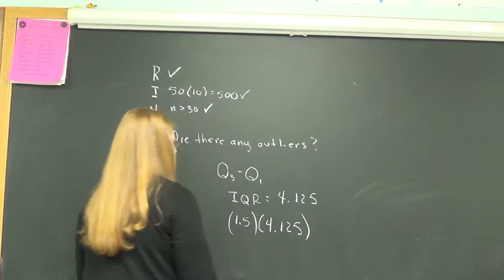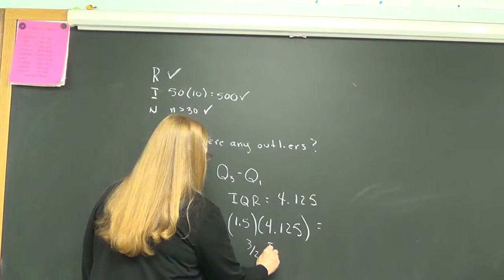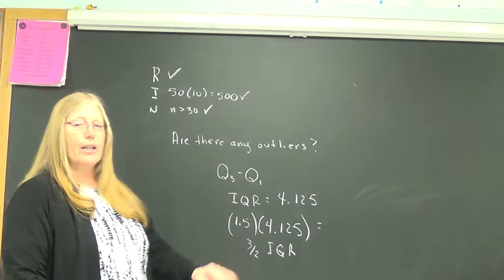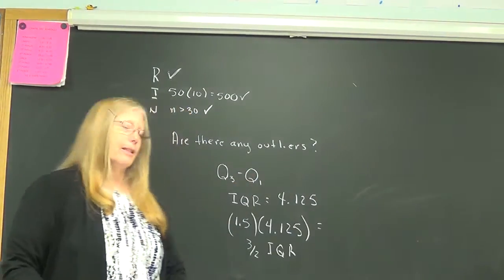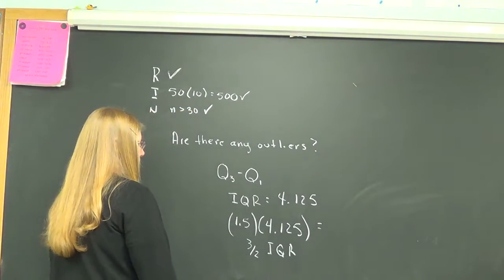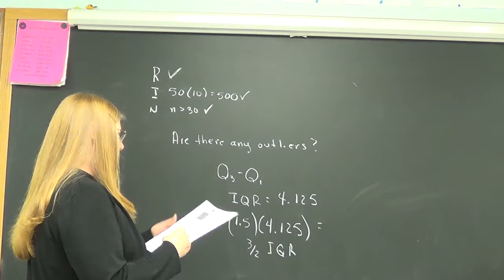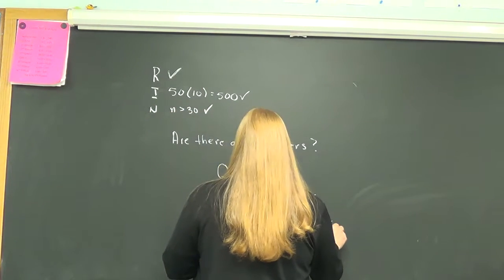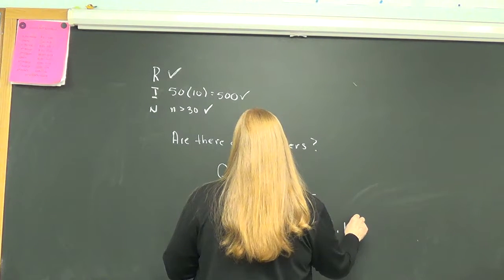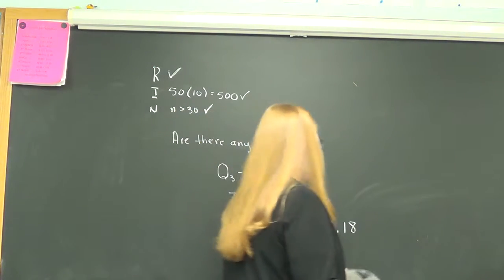It's 3 halves, 1.5 times the interquartile range, so 3 halves times IQR. So you want to know if there's a point that's 1.5 IQRs away from the middle. So we're going to check 3 halves IQRs away. Would you get that number for me? 6.1875. Yeah, 6.18. All right, so let's add that to what and subtract it from what?